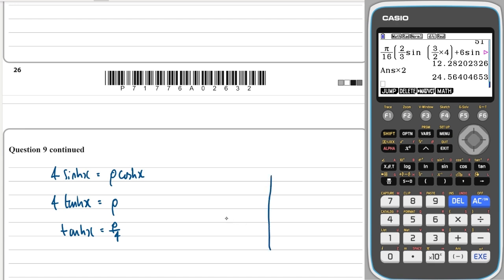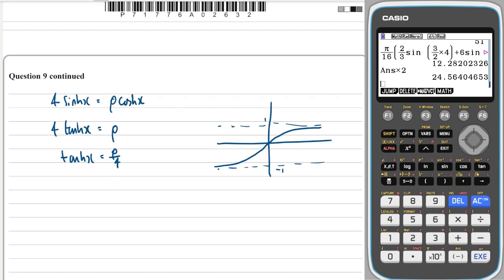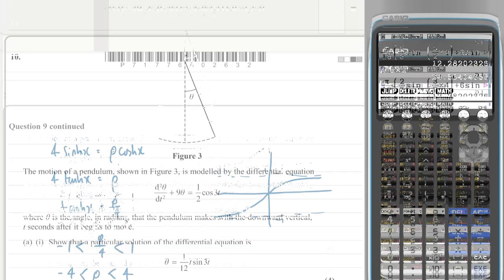And the graph looks like this, where it's bounded between 1 and -1. So that means that P over 4 must be between -1 and 1. So therefore P is in between -4 and 4. And we are done for that question.